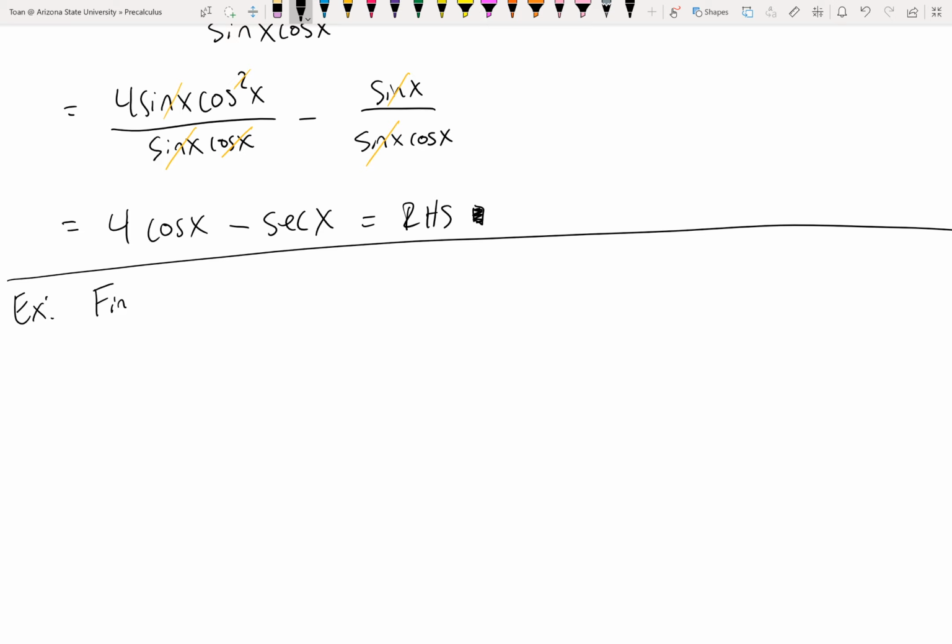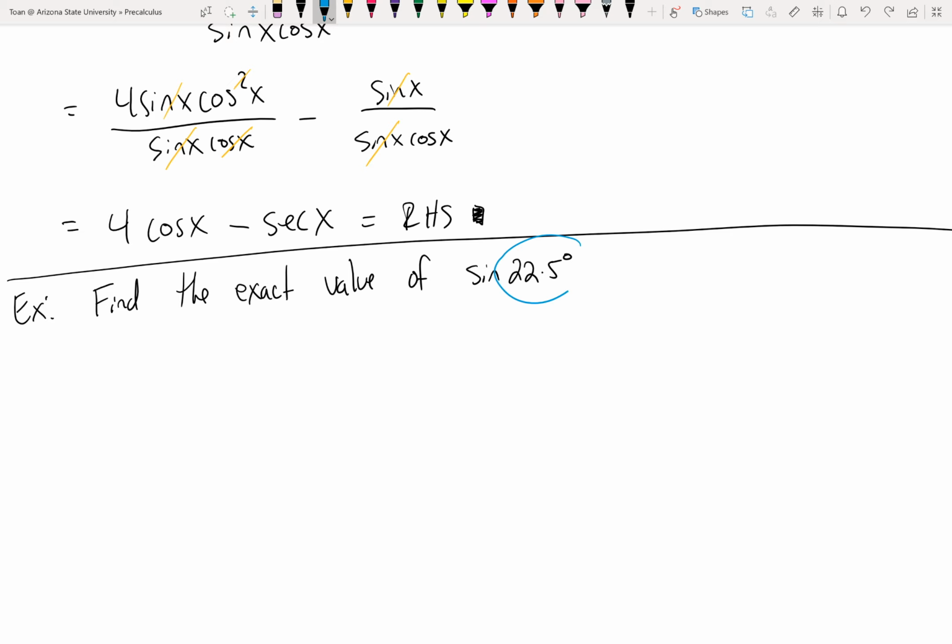Suppose I ask you to find the exact value of sine of 22.5 degrees. So since I use the word exact, that means no calculators, no decimals. I want a fractional answer.